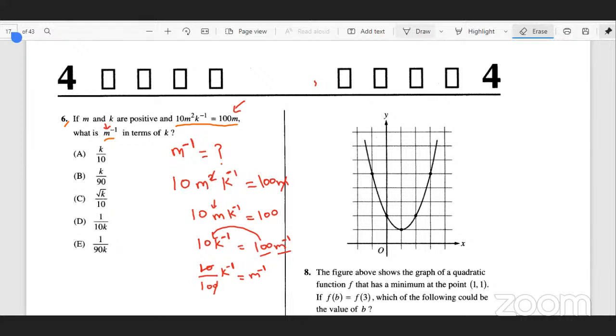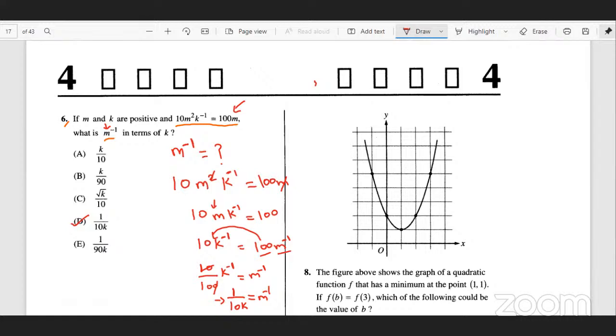Now, if I look at the options, I do not have any option which has k to the minus 1 in the numerator and 10 in the denominator. This means that I need to take this k in the denominator. So, I am going to get 1 over 10 to the k, because if the numerator has a negative power, it would become positive if I take it to the denominator. So, this is m to the minus 1 in terms of k. So clearly, D is the answer. Right. So we are done with the sixth question as well.